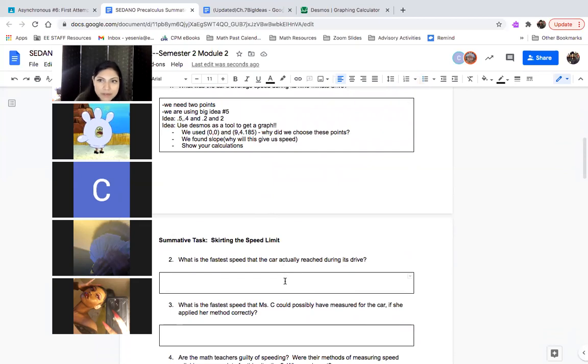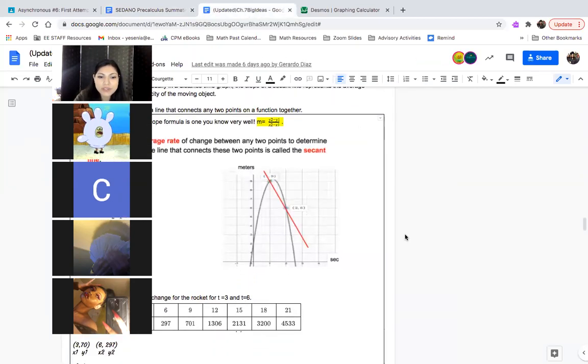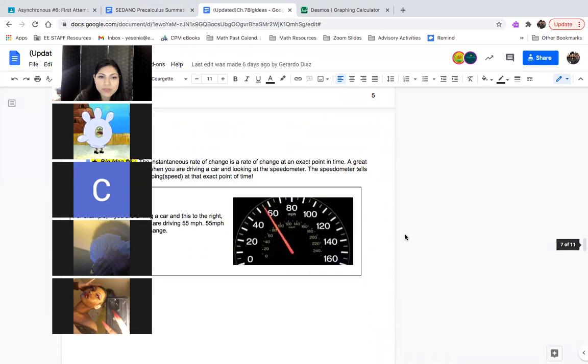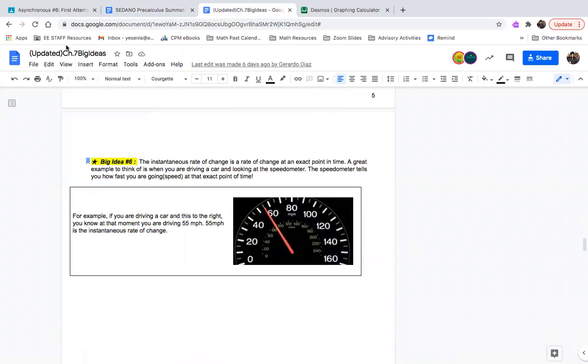So now we got to figure out, well, we know on average in their 9-minute drive they were not speeding. They were going a pretty low speed. Now we got to figure out what is the fastest speed the car actually reached during this drive. So what was the fastest speed that the car ever went? And that's why, when we're looking at big ideas, I'm going to transition us into the next big idea. So we could reference big idea number 6.